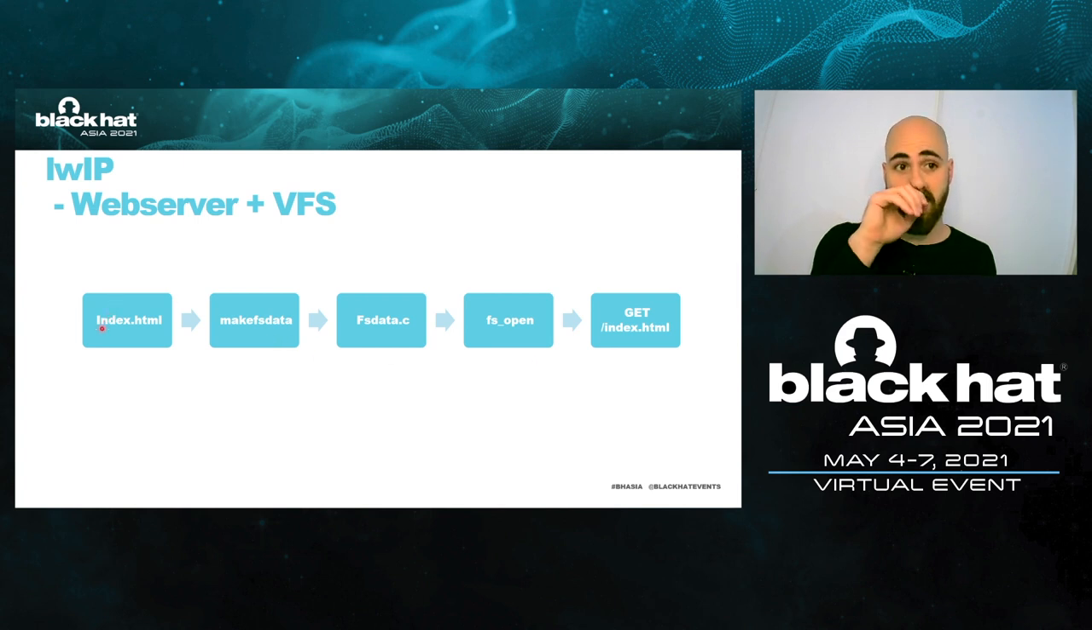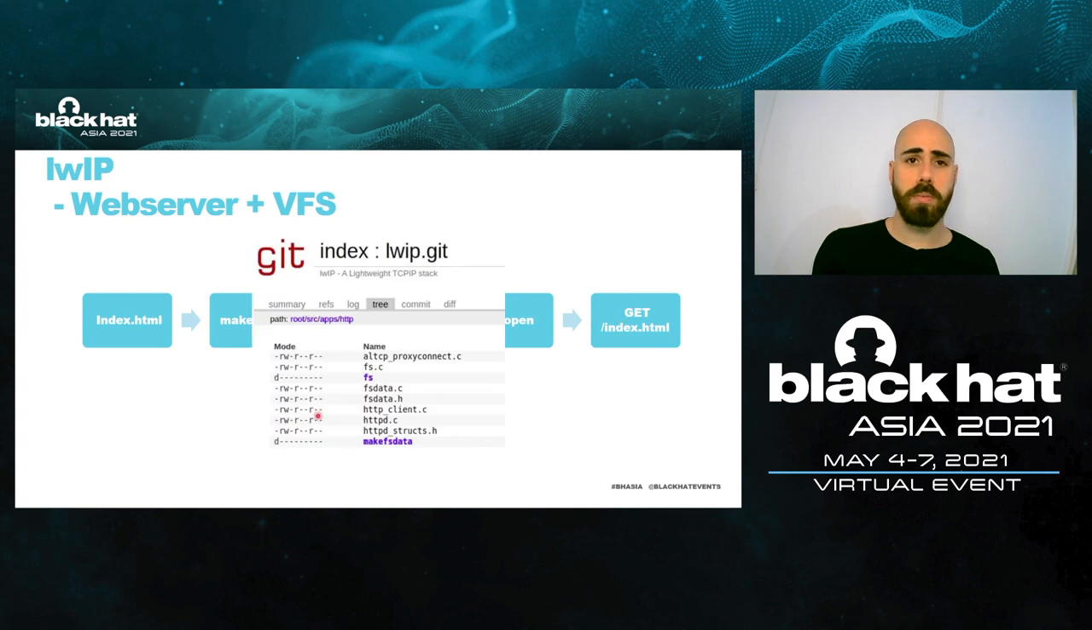The way that works is that as a programmer, if I want to use index.html, for example, I'll use a makefsdata utility that comes along with LWIP. That utility will take the data from index.html and encode it as a variable in a C file. Afterwards, on the actual device, I could use fs_open, which is an implementation of a virtual file system that will go back to that C file, fetch the data and supply it to the web server, so it could send it back as a GET response.